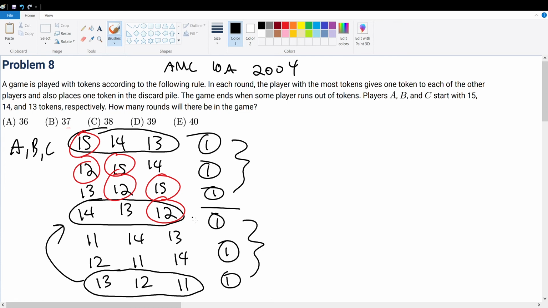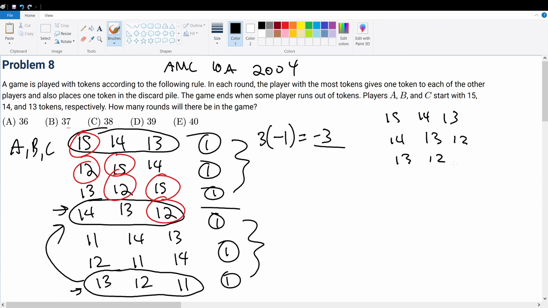And we see that for every set, we're losing 3 tokens. That could have been deduced easily as well, because each term compared to its previous term will have 1 less. So if 1 less for each player, we have 3 players, they would have had a net loss of 3 per game. So given this pattern, we can continue it along and along. So this is 14, 13, 12, becomes 13, 12, 11. I can see where this is going. This can go all the way to 3, 2, 1.